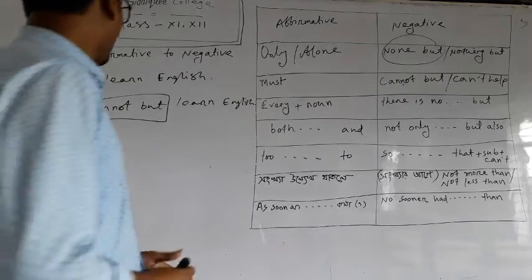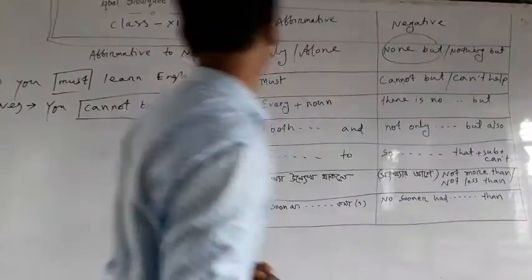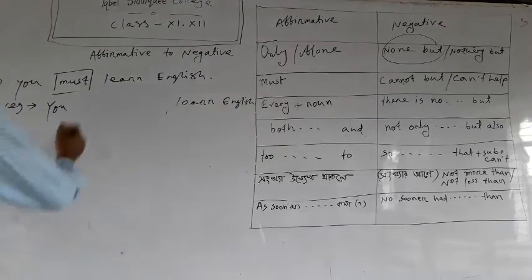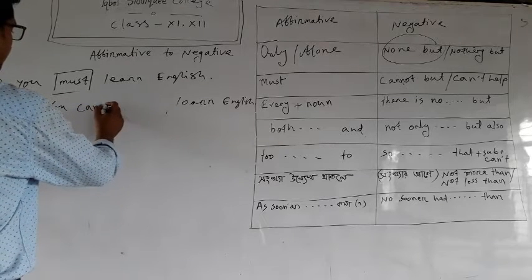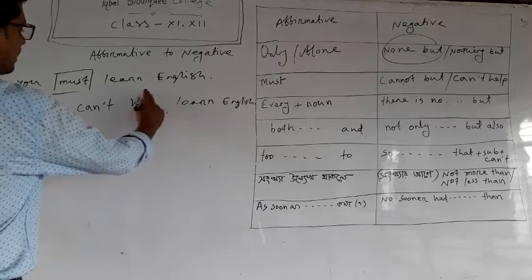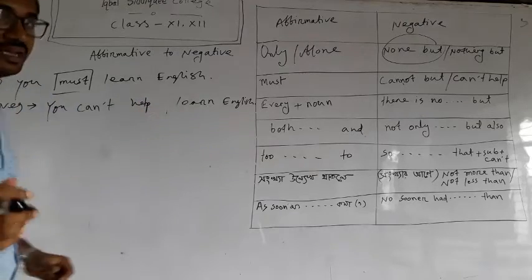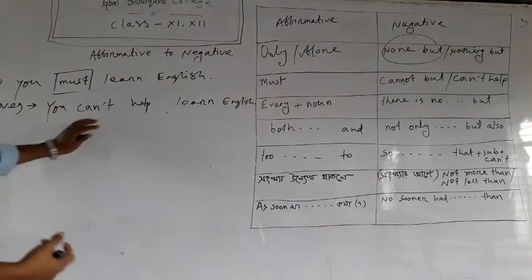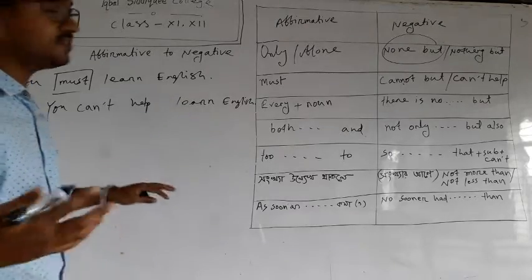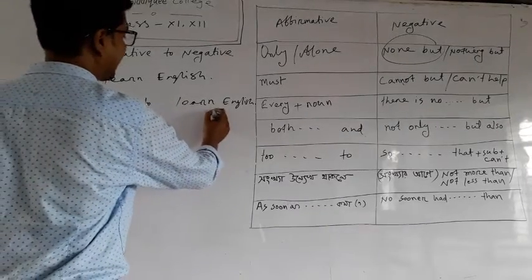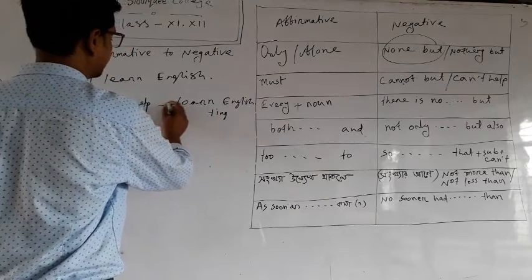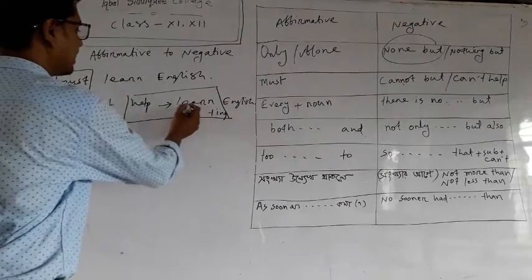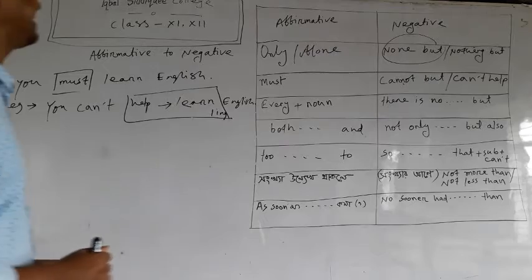But you can also make the transformation with the use of cannot help as well. So we just replace must with cannot help. But I tell you clearly that if you use cannot help, there is a grammatical term more than cannot but: you have to add an ing with the part after that. So cannot help learning. The sentence turned into you cannot help learning English.